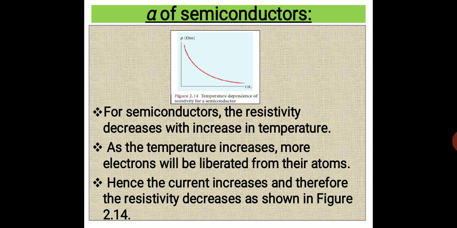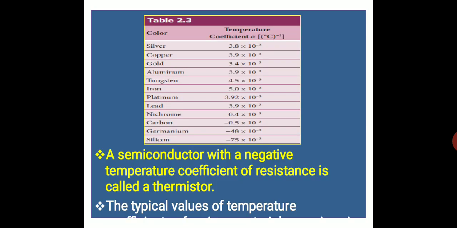It's a very important one. Current increases. This is a semiconductor. It's not a conductor, it's a semiconductor. Current increases and therefore the resistivity decreases. Next one, a semiconductor with a negative temperature coefficient of resistance. Temperature coefficient is alpha. The resistance is called thermistor. Thermistor is a 2-mark question. A semiconductor with a negative temperature coefficient of resistance is called thermistor.